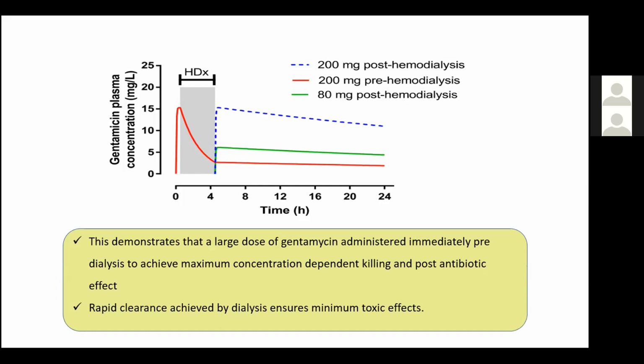This demonstrates that a large dose of gentamicin administered immediately pre-dialysis achieves maximum concentration-dependent killing and post-antibiotic effect. Rapid clearance achieved by dialysis ensures minimum toxic effects. As we clearly see from the graph, the same dose given post-dialysis, the blue line over there, will have more toxic effects.